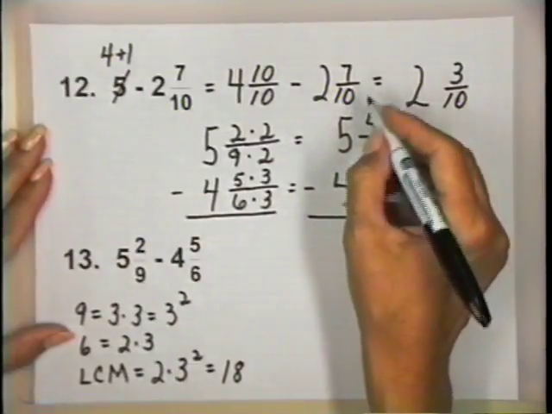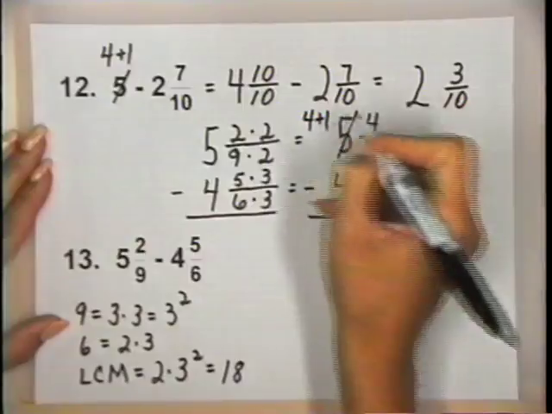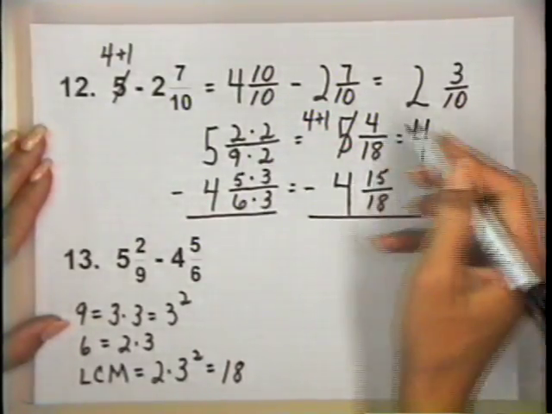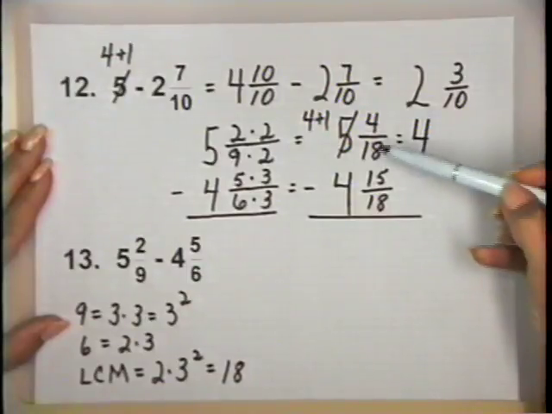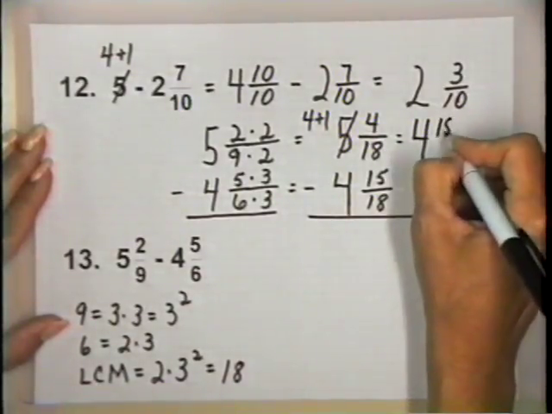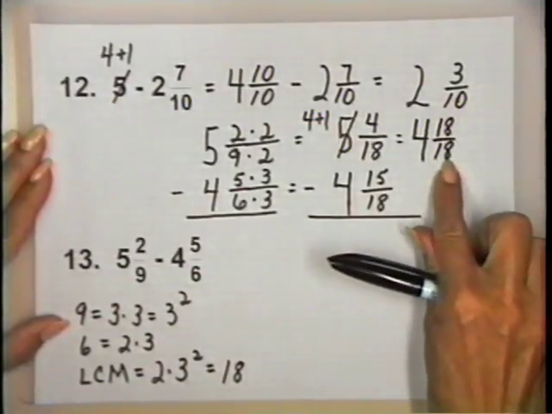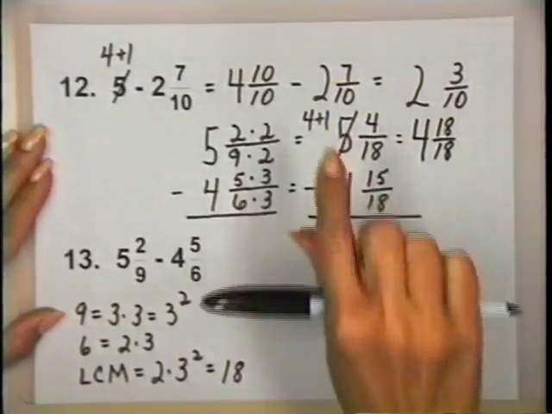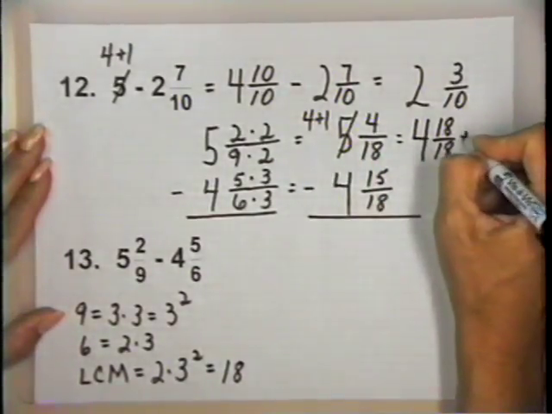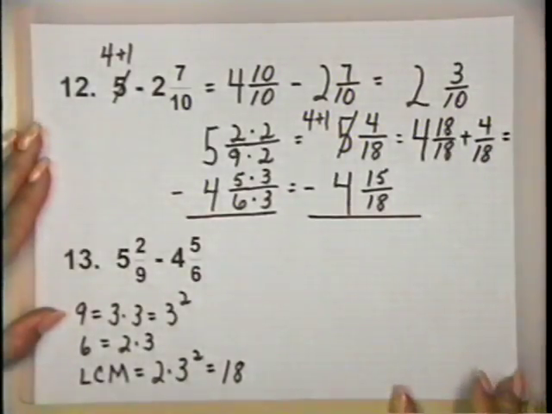Since we do need to borrow, let's borrow from this 5. We're going to think of this 5 as 4 plus 1. We're going to write that 5 as 4. We'll write the 1 as, since our common denominator is 18, we'll write that 1 as 18/18. The 4 and 18/18 represents the 5. 5 is the same as 4 and 18/18. And then we need to add the 4/18 to that.